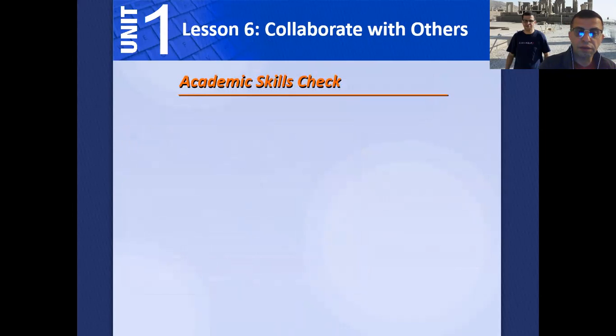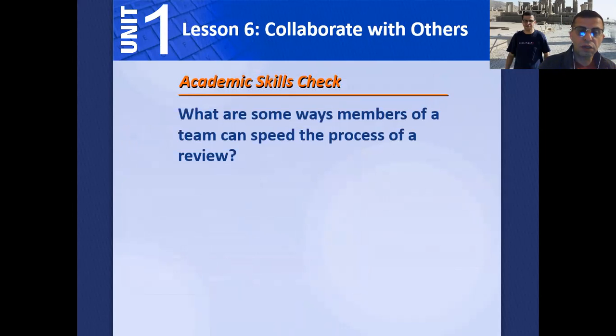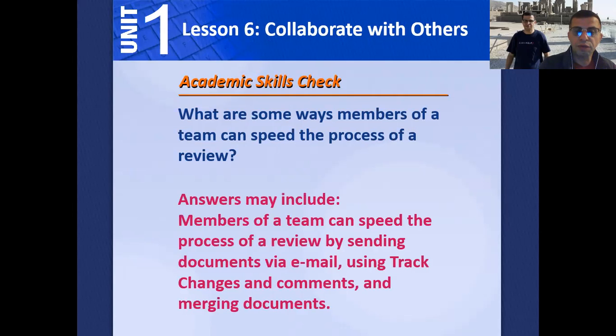Now let's do some academic skills. What are some ways members of a team can speed the process of review? Members of the team can speed the process of review by sending a document via email, using track changes and comments, and merging documents. That's what Google Docs also does.